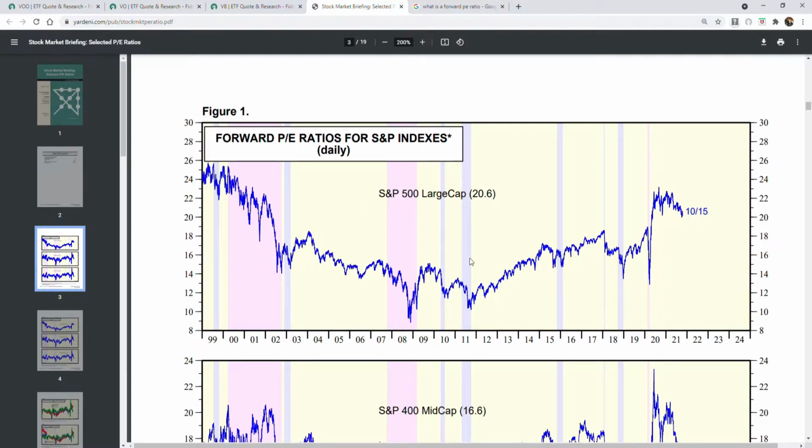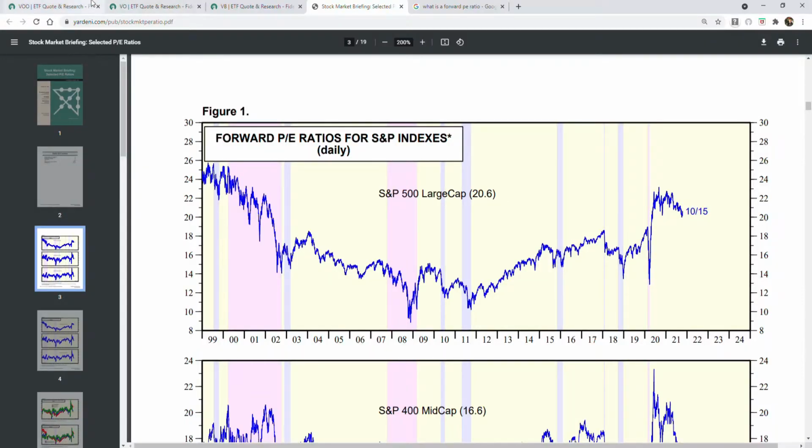Now the norm for this over the last 2 decades or so, you can see the average is probably around a 15 or so. There's times where it's a little higher, times where it's a little lower, like during the financial crisis. But generally speaking, around a 15, 16 roughly is where you see the mean, the average of this. But right now, we're currently trading at 20.6, far above the average.